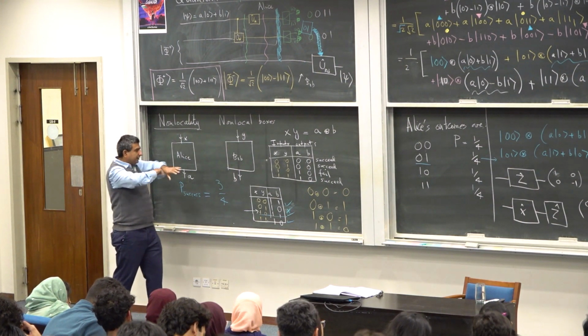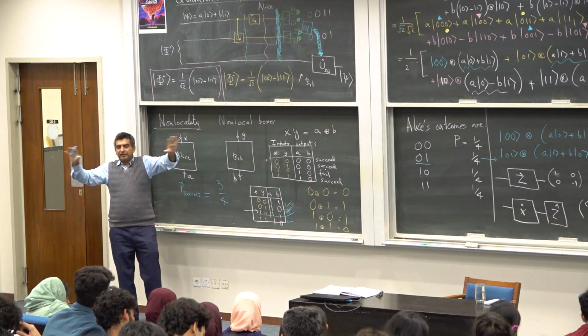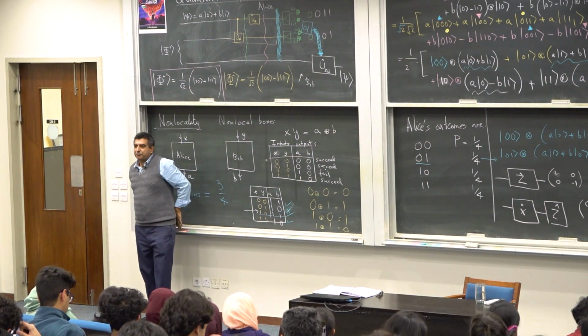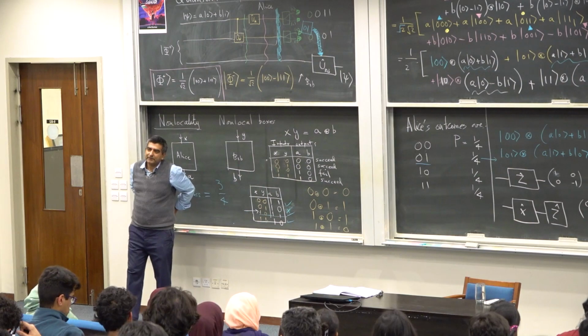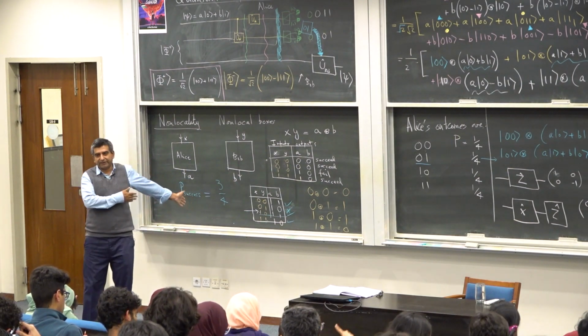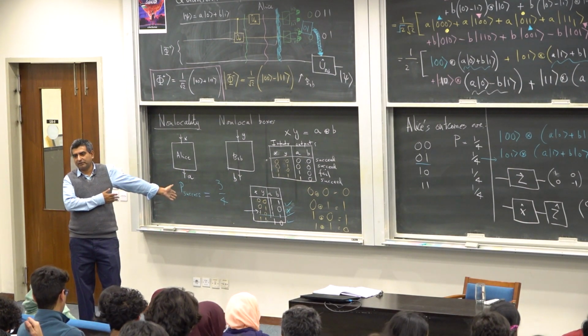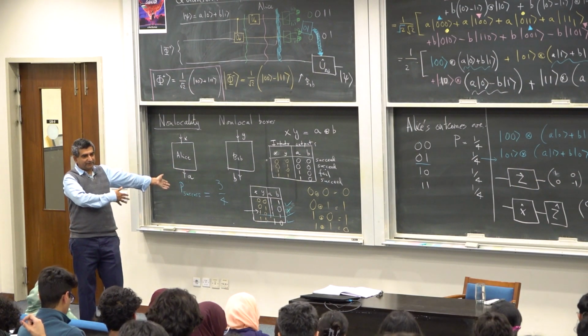Now these boxes can be really, really far apart. Now what quantum mechanics allows you to do is that it allows you to beat this probability. It allows you to do better than this.